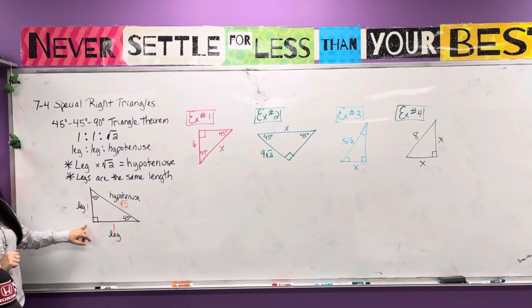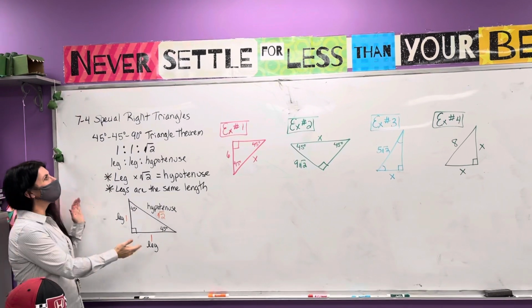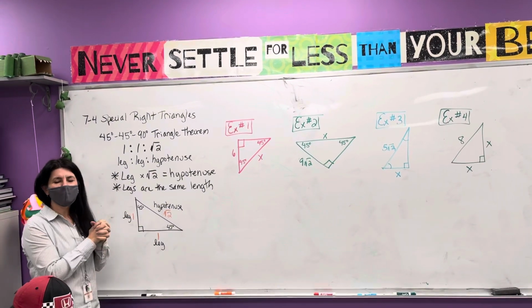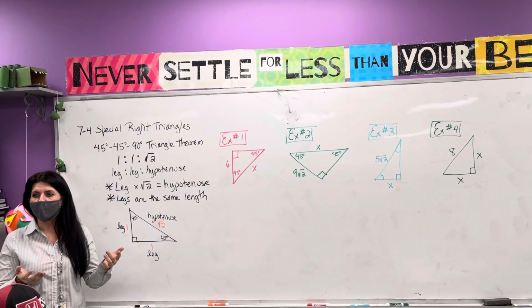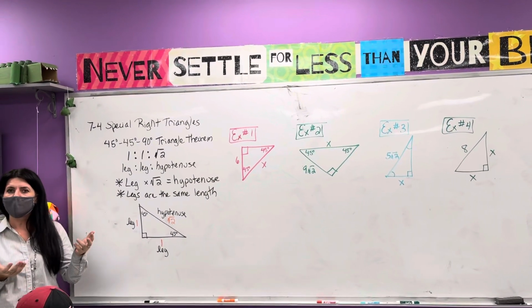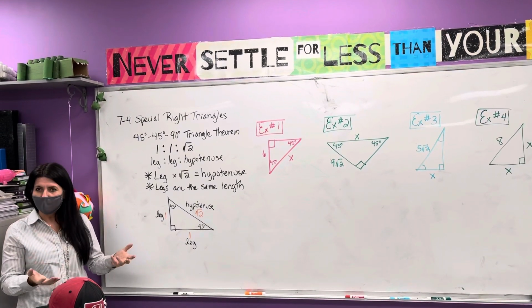Okay, 7-4 is special right triangles. We have two special rules we're going to learn. One is 45, 45, 90, and the other one is 30, 60, 90. These rules are basically a shortcut for a lot of other ways that you can solve for these unknowns. But once you embrace these shortcuts, they're actually very easy to use.